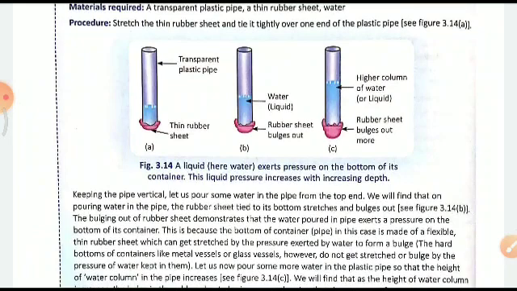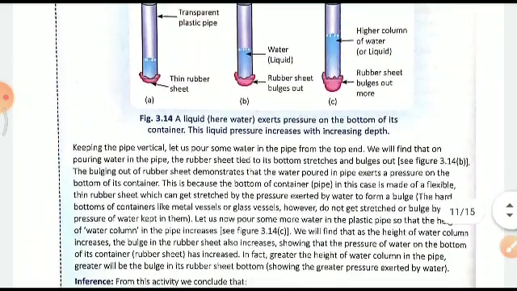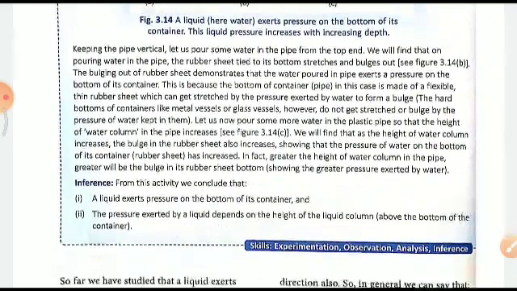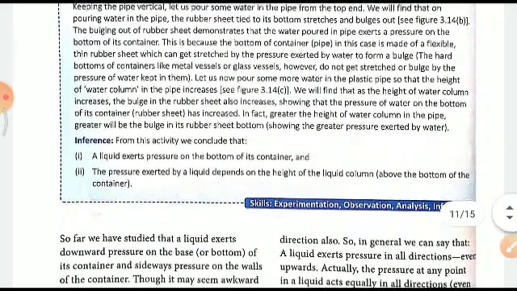We will find that the rubber sheet is stretched and bulges out. Then we add more water, and it bulges out further. In the third part, it is almost half, more than half filled with water, and see the bulge, right? That a liquid exerts pressure on the bottom of its container, and the pressure exerted by a liquid depends on the height of the liquid column.